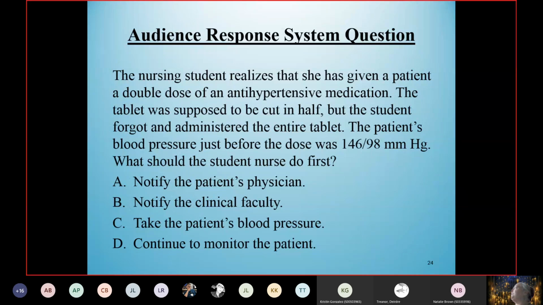So, a nursing student realized that she's given a patient a double dose of an antihypertensive medication. Tablet was supposed to be cut in half, but the student forgot and gave the entire tablet. Let me tell you, I have done this, guys. It happens. Patient's blood pressure just before the dose was 146/98. What should you do first? A, notify the patient's physician. B, notify clinical faculty. C, take the patient's blood pressure. Or D, continue to monitor.